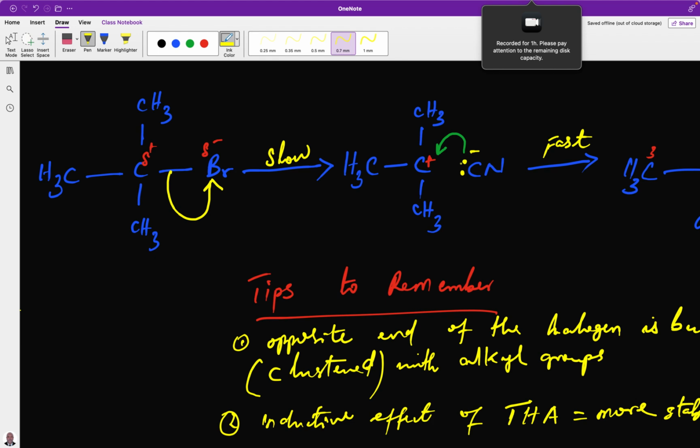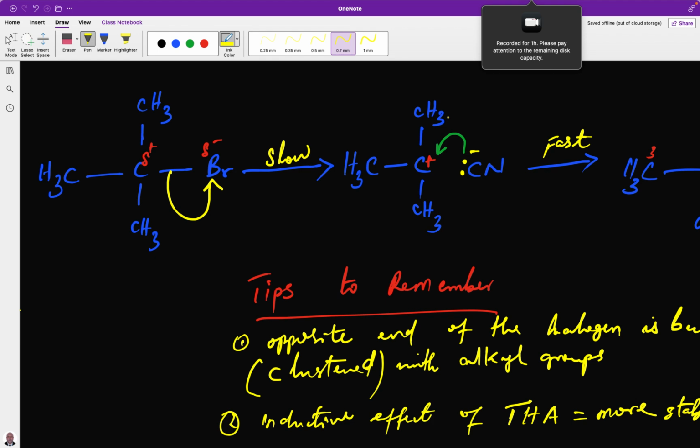So now, there are 2 reasons. The opposite side of the halogen is bulky. Secondly, the high inductive effect of the tertiary halogenoalkane.